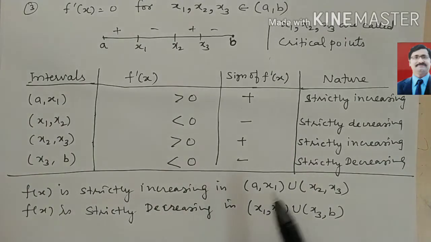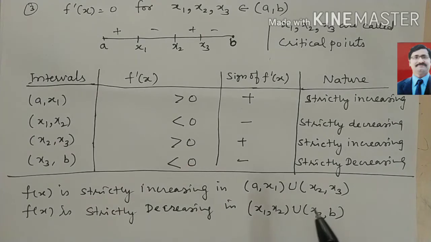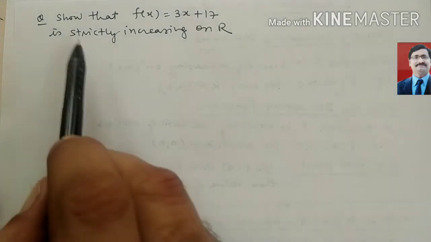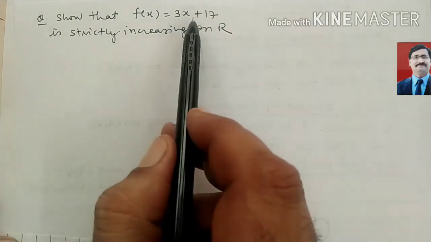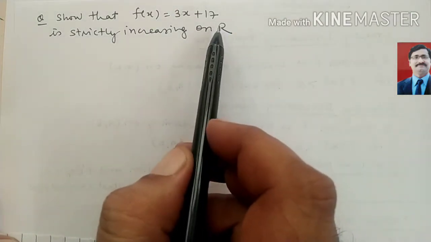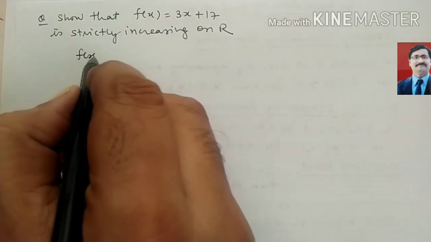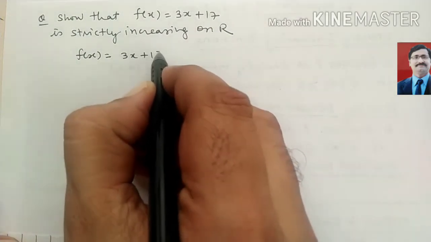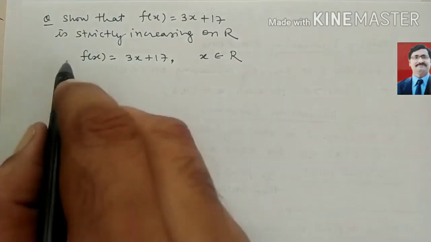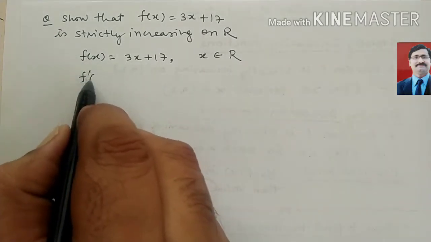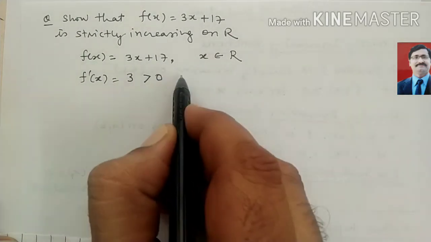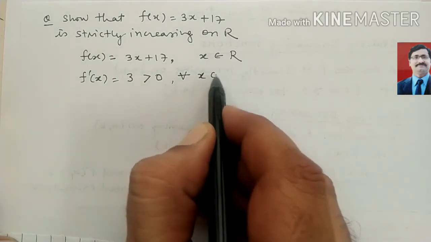So all of you understand this is the method to find out the interval in which the function is strictly increasing or decreasing. All of you understand this? Look at one question: we have to show that f(x) equal to 3x plus 17 is strictly increasing on the interval R. R means here a real number. So look here, this function f(x) is given to you, 3x plus 17, and here x belongs to the real numbers. Now the first step is we have to do the differentiation. So the derivative of this will be 3. Differential is 3 and that is greater than 0 for all x belongs to R.